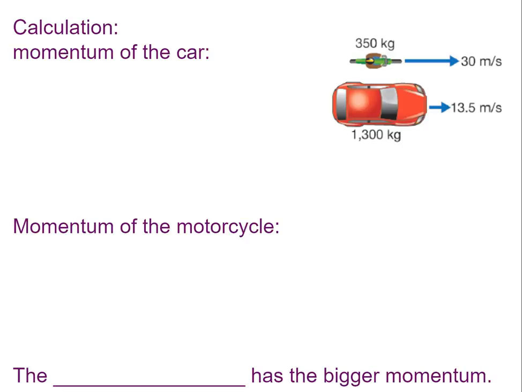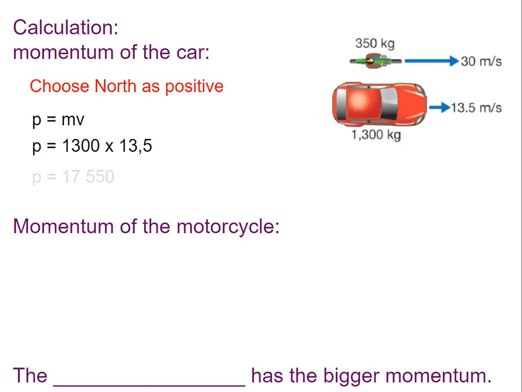Okay, I really hope you paused the video and did calculate the momentum of the car. So let's quickly see how this works. Well, I decided to choose north as positive since they're moving north. I write down my equation, I substitute my values, and then I find 17,550 as my answer. You will be surprised how many times I see this in the exam with no unit and no direction, and then there follow no marks.